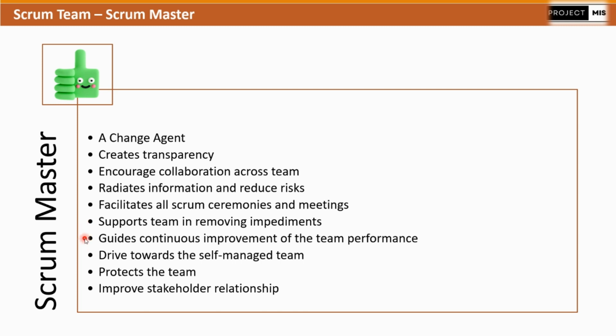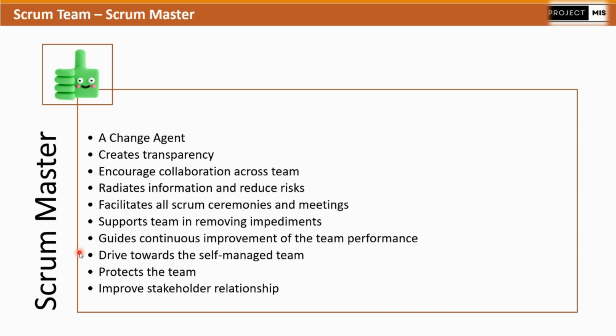Scrum Master guides continuous improvement of the team performance. So this is one of the Scrum ceremonies, sprint retrospective. When you do the sprint retrospective, the overall objective is to develop improvement in the team's performance. By doing what? By figuring out what went well, what did not go well, and based on the discussion, certain action points can be agreed upon and followed, which will bring continuous improvement in the sprint to sprint cycle in the project.